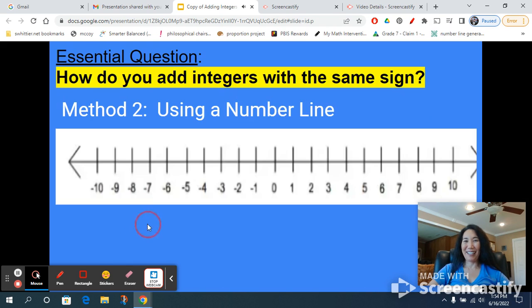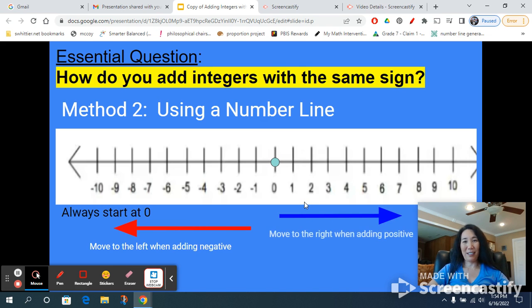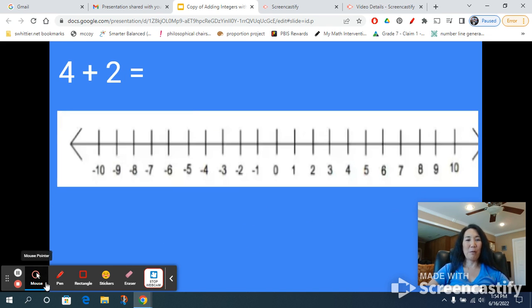All right, so that's the number line dance. So we're going to use that information to add integers with the same sign using a number line. So remember, the number line dance always starts at 0. So we're always going to start at 0, negative to the left and positive to the right.